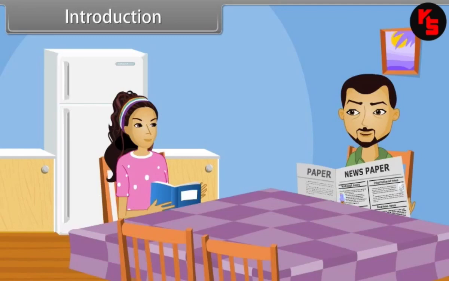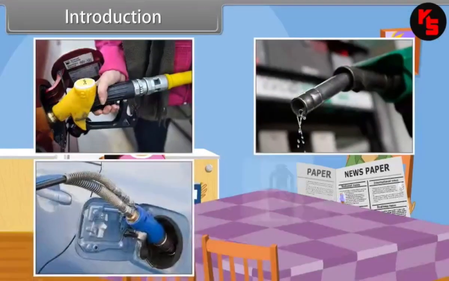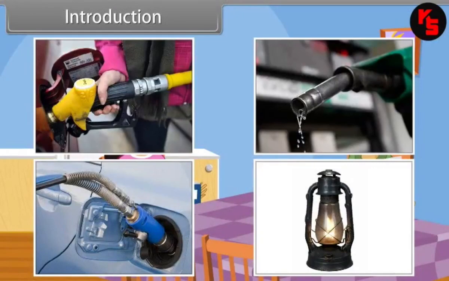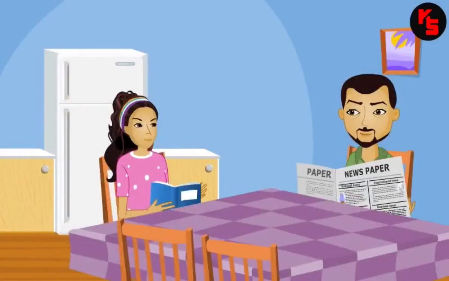We use kerosene oil for domestic use. Petrol, diesel and CNG are used in automobiles. All these fuels contain hydrocarbons. Isn't it interesting? Very interesting. Please tell me more about hydrocarbons. Sure. Come, let's start.